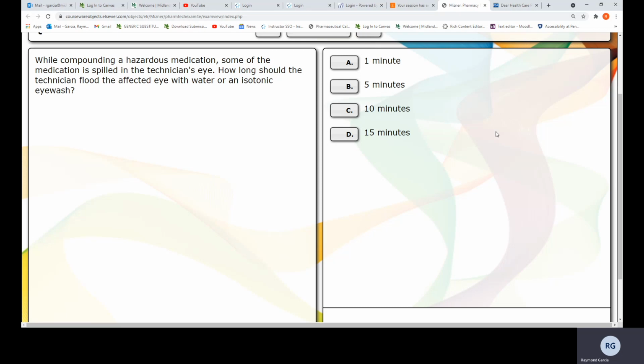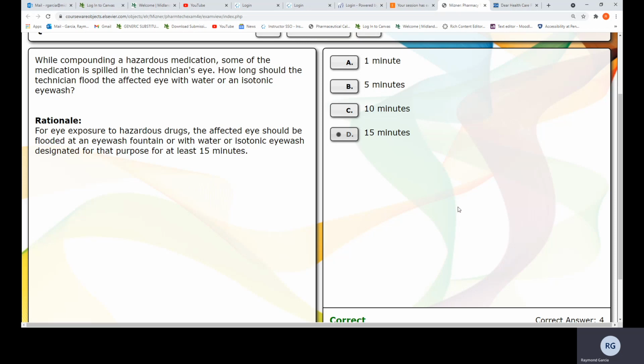While compounding a hazardous medication, some of the medication is spilled in the technician's eye. How long should the technician flood the affected eye with water or isotonic eye wash? I would say most. At least that's what I did. I did it for about 20 minutes, and I messed up. It hurt my eye.